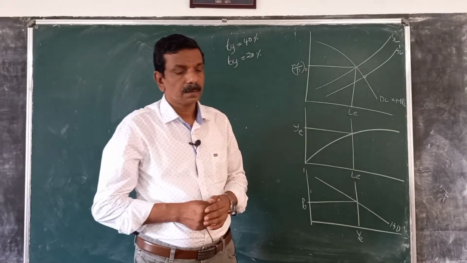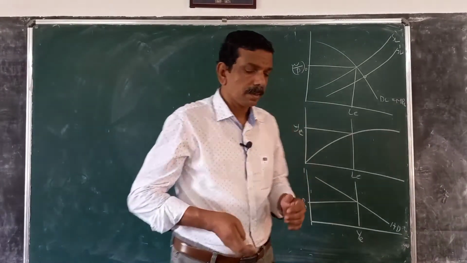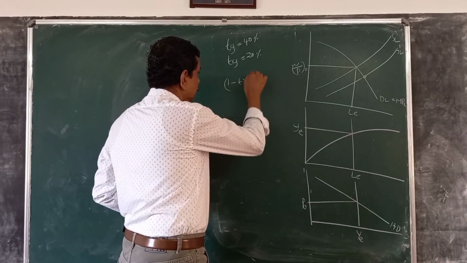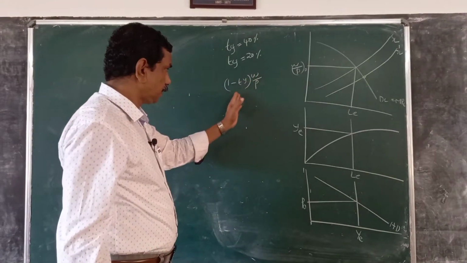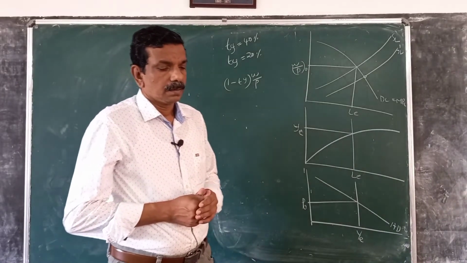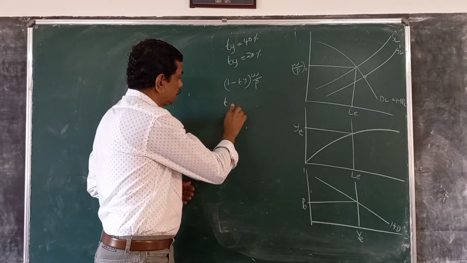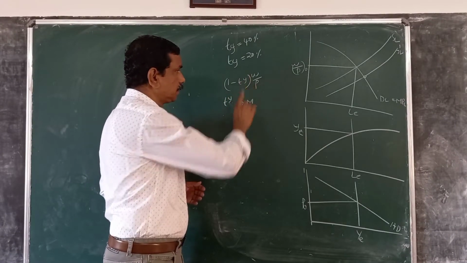Because now the new equilibrium real wage is (1 minus Ty) into W by P, W by P minus Ty into W by P, where Ty is the marginal income tax rate.